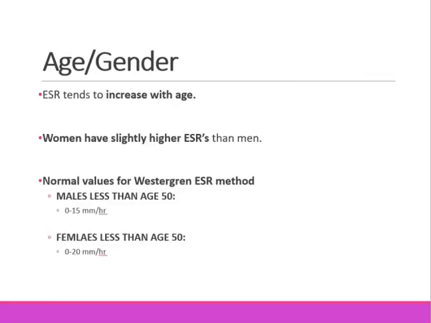So gender and age, how does that affect our ESR results? Our ESR tends to increase with age. Women have slightly a higher ESR than men. Our normal values for males less than age 50 is 0 to 15 millimeters per hour, and females less than 50 years of age is 0 to 20 millimeters per hour.